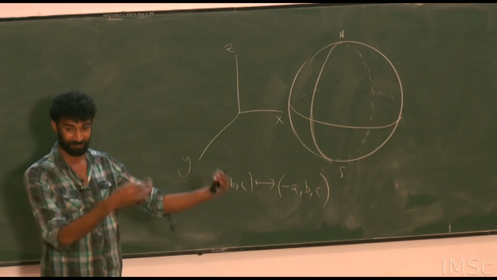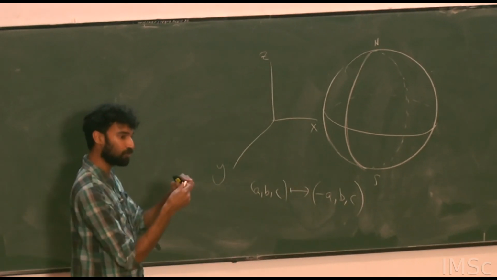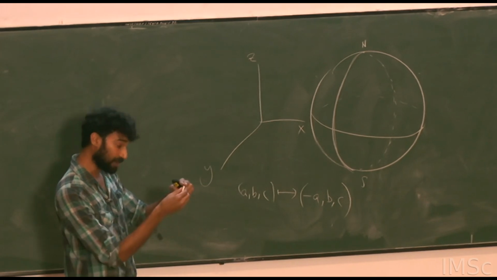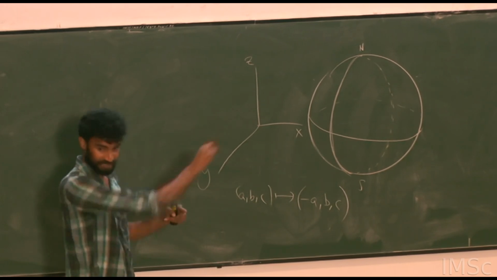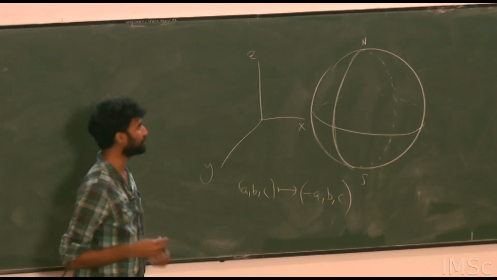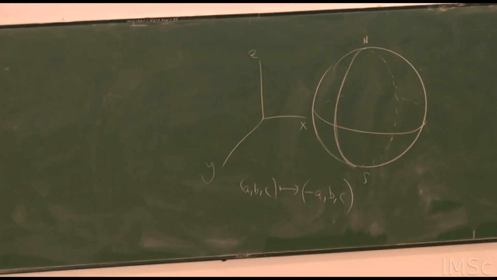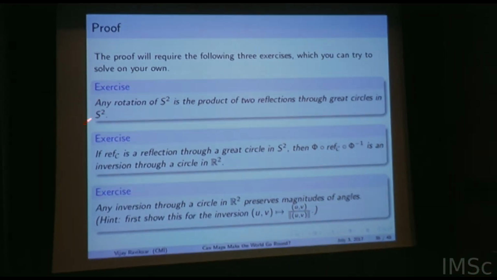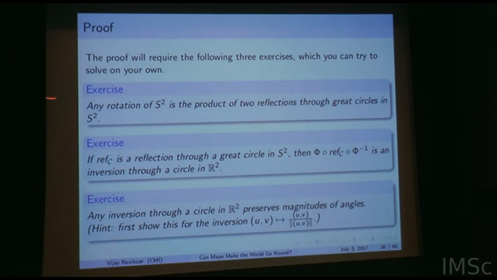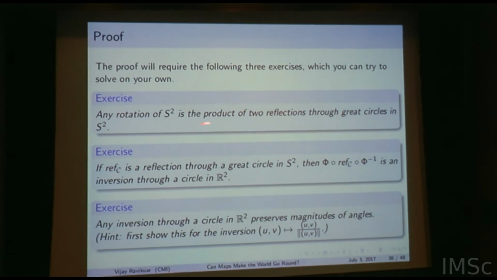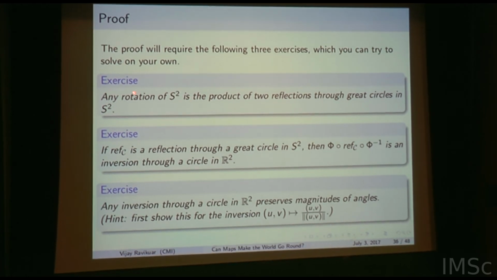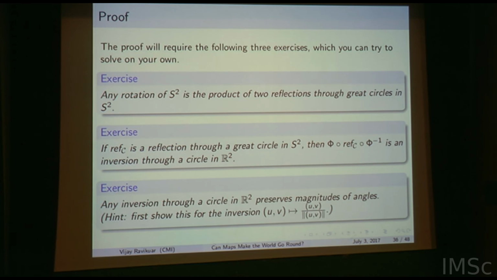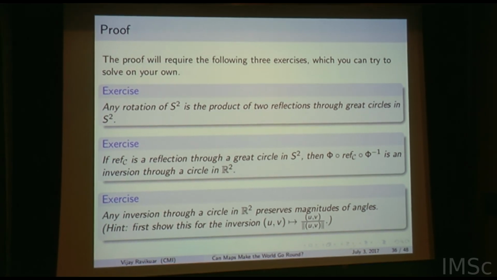And you can imagine then what I mean by reflection through any other great circle. We're just taking a point, drawing a perpendicular from that point to the plane that creates that great circle, and projecting through that to the opposite part of the sphere. So in fact, any rotation of S2 is the product of two reflections through two different great circles on S2. So this is a nice exercise to think about a little bit. And if you can figure this out, then you're already some ways towards proving that the stereographic projection map is conformal. The other two facts we need concern a different operation called inversion through a circle in R2.